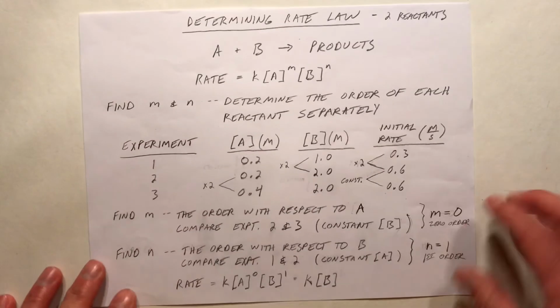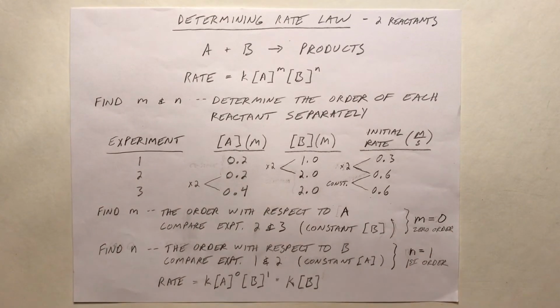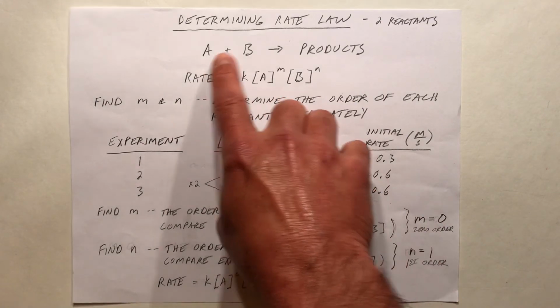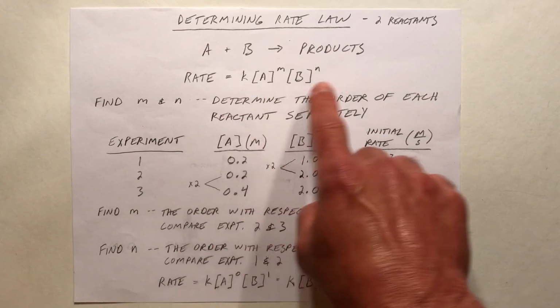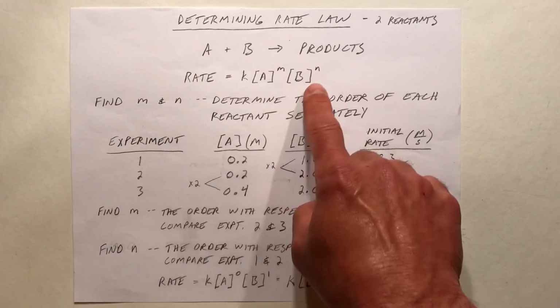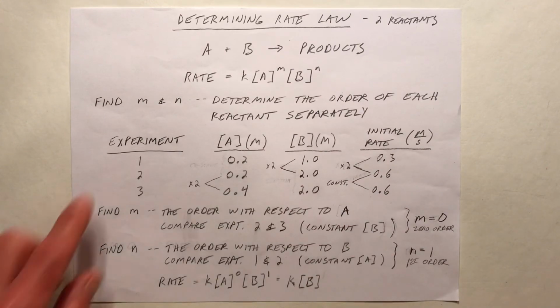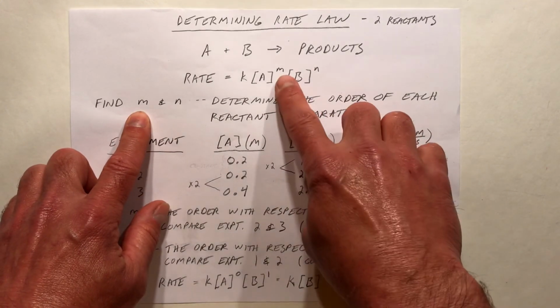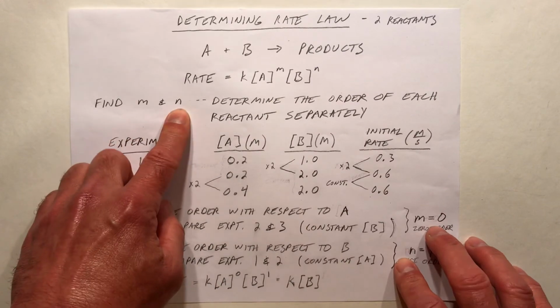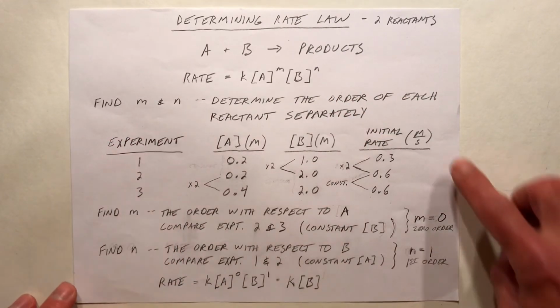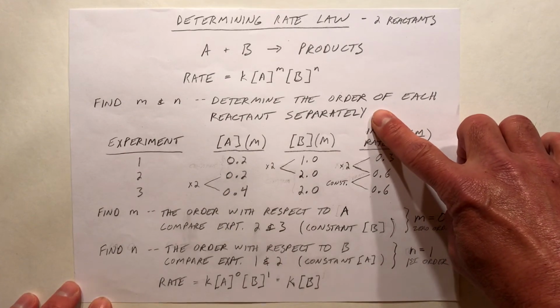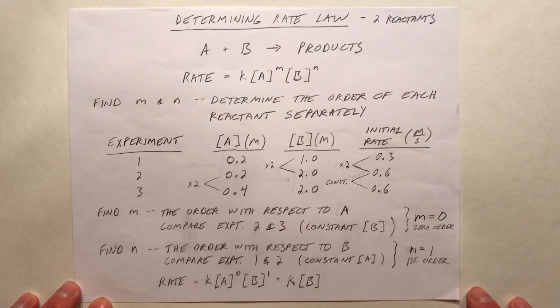Let's take a look at an example where we can determine the reaction order of every reactant. Here we have, again, chemical A plus B forming products. Here's our general differential rate law expression, and we're going to find m, the reaction order with respect to chemical A, and n, the reaction order with respect to chemical B, and we're going to do so by determining the order of each reactant separately.